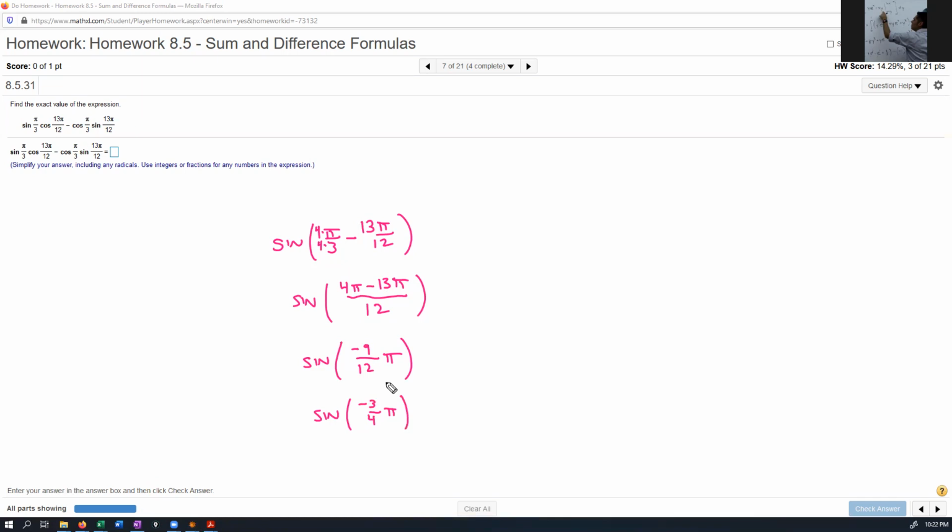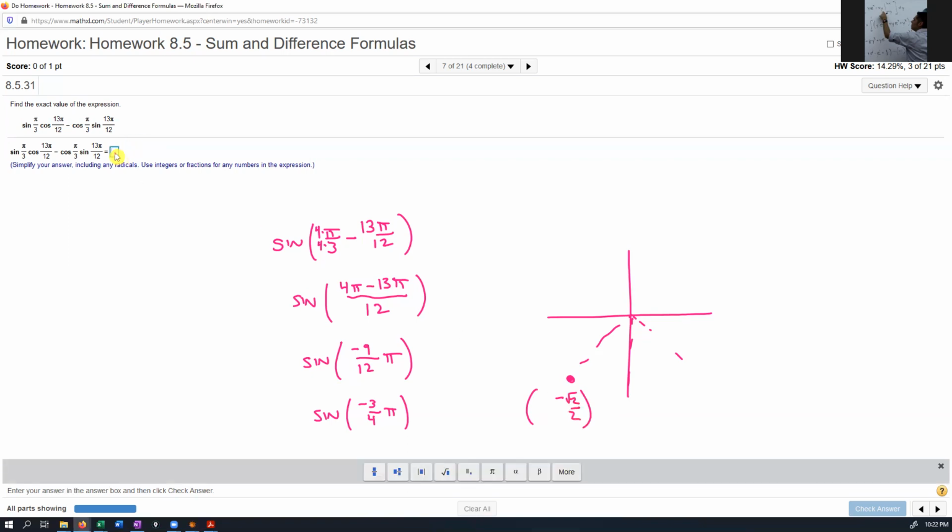So negative 3/4 pi. So on the unit circle, if we start going by pi over 4s, we count them 1, 2, here's 3 pi over 4. So we're here. We want sine, which is the y coordinate, that's negative root 2 over 2. So negative root 2 over 2.